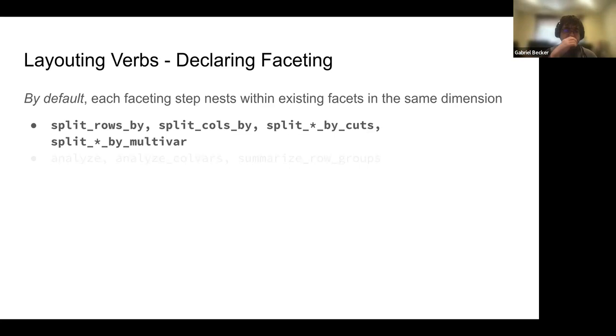So we've seen split rows by and split columns by. You can also split by cuts of continuous variables. You can also split where each of the facets represents a different variable. That's what the split by multivar does. So there, if you have a table where each of the columns is a different value, that's one of the ways that you can do that.